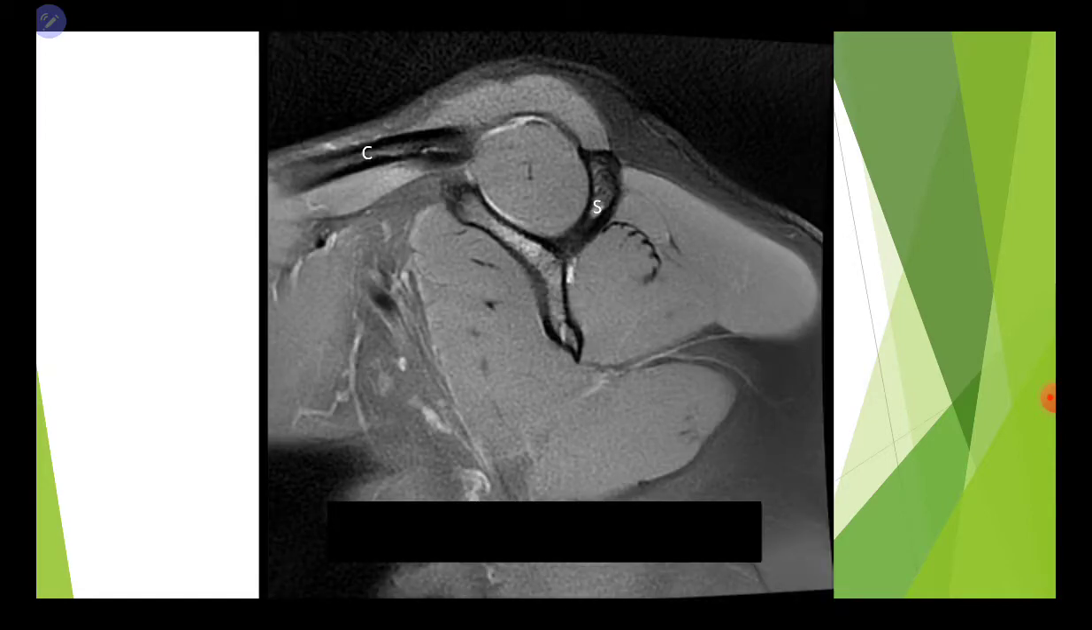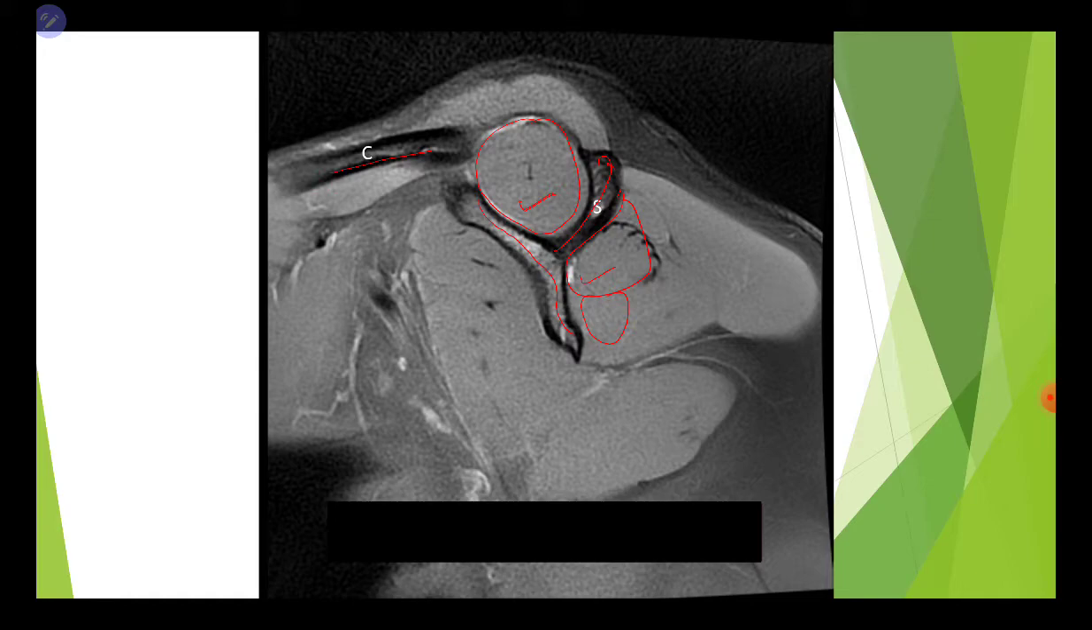Now let's see the sagittal plane. This is the clavicle. This is the body of scapula. This is the spine of scapula. The spine of scapula divides the posterior scapular region into two parts, supraspinous fossa and infraspinous fossa. Supraspinous fossa houses the supraspinatus muscle, and infraspinous fossa houses the infraspinatus as well as teres minor muscles.